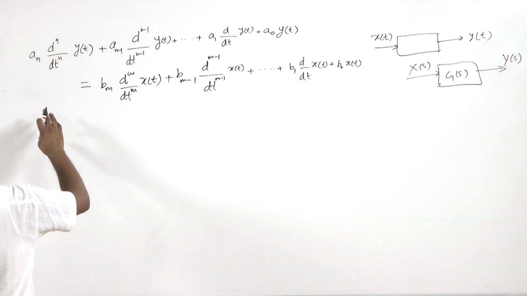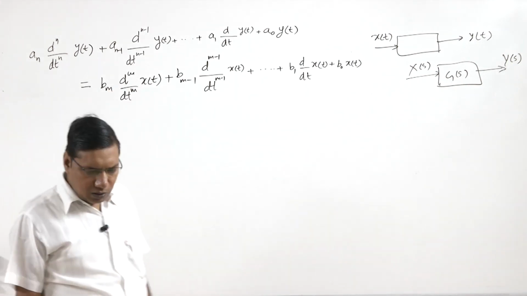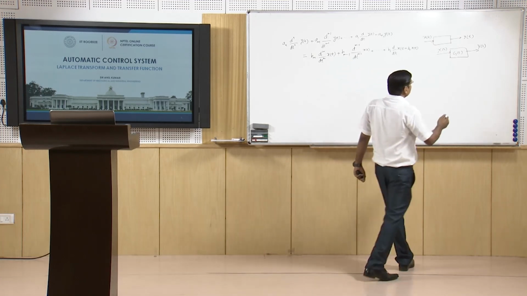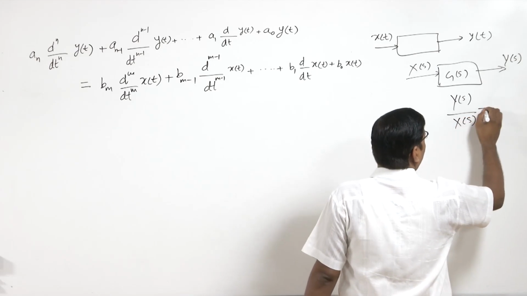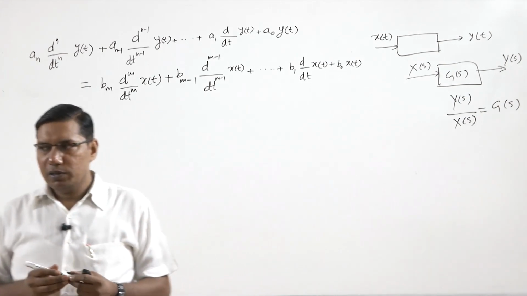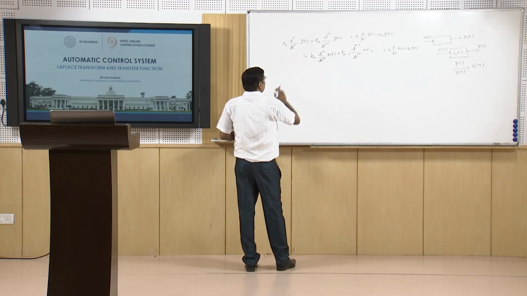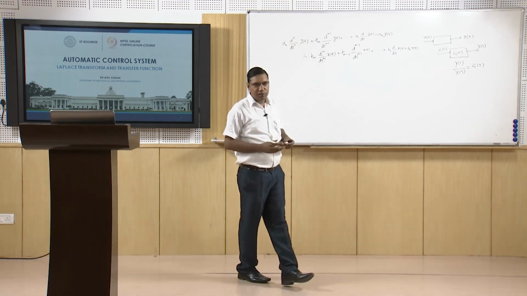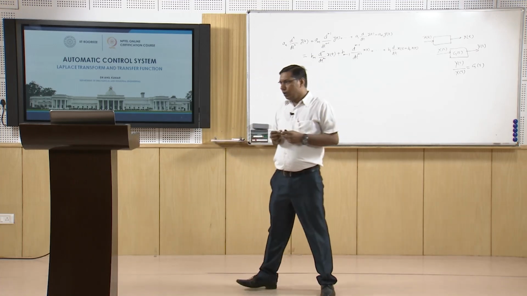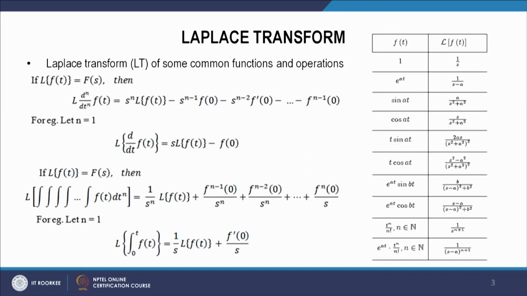So we can take the Laplace transform of this equation, and we should try to find Y(s)/X(s), because that will give the transfer function for this general differential equation. So we take the Laplace transform. We know that the Laplace transform of the nth order derivative is s^n F(s) plus some terms that contain initial conditions. We can recall the formula: L{d^n/dt^n f(t)} equals s^n F(s) minus s^(n-1) f(0) minus s^(n-2) f'(0) minus and so on up to f^(n-1)(0).